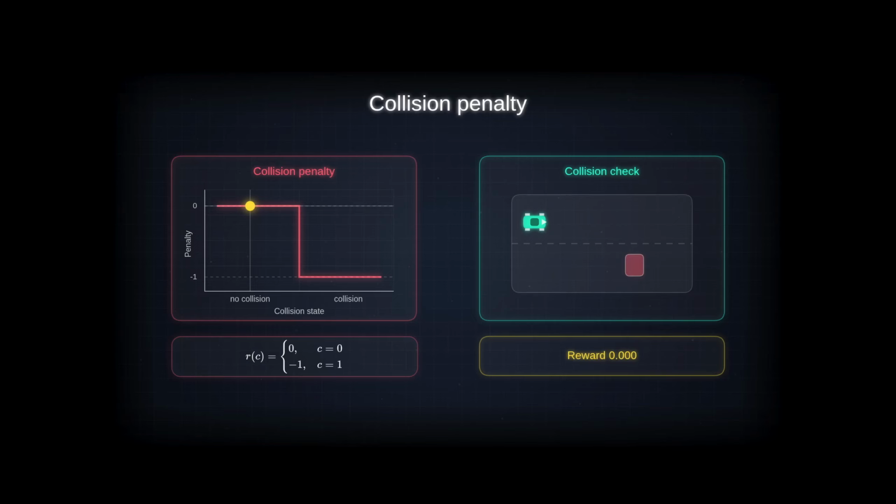The remaining functions penalize undesirable behavior. The first and most important penalty concerns collisions. Every time the go-kart comes into contact with an obstacle, the function returns a value of -1, significantly reducing the cumulative reward.